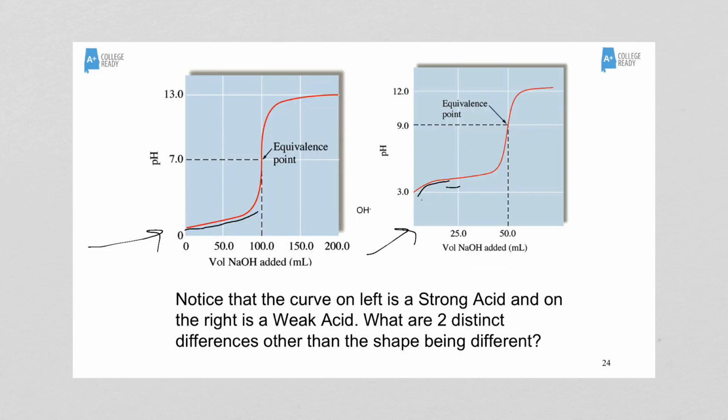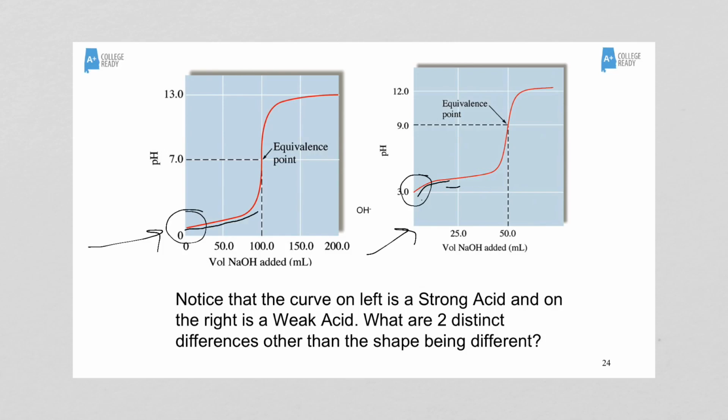And really what it's going to be is where it starts. So hopefully you notice that. A strong acid should have a pH that's relatively low, like less than 2, I would say, and then a weak acid is going to be above 2. The other huge thing you should point out is the equivalence point.